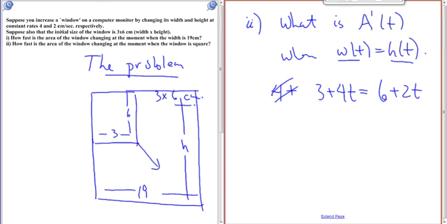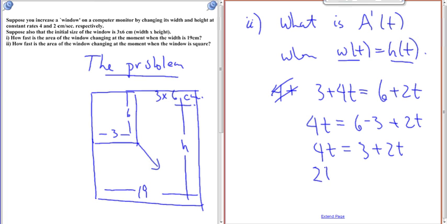So can we solve for t here? Let's subtract 3 from both sides. So 4t equals 6 minus 3 plus 2t. 4t equals 3 plus 2t. Let's subtract 2t from that side. 2t equals 3. Divide by 2, we got t equals 3 halves, or a second and a half. At that time, 1.5 seconds, we find that the width and the height are equal. The rectangle is square at a second and a half.